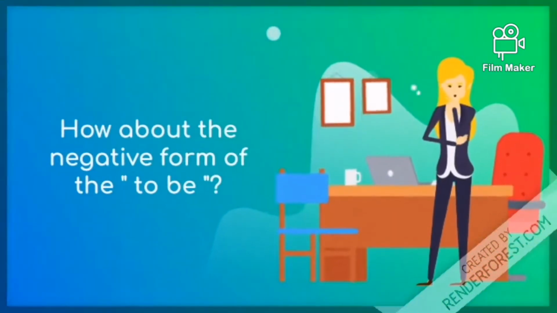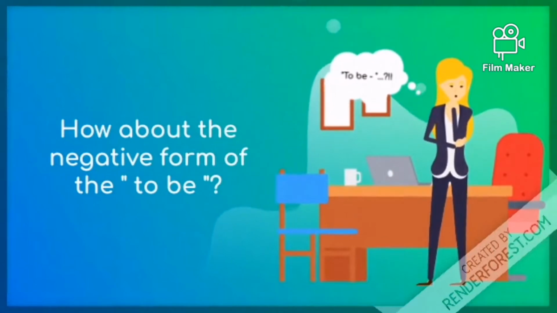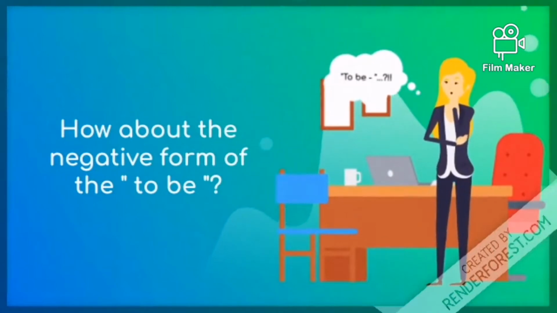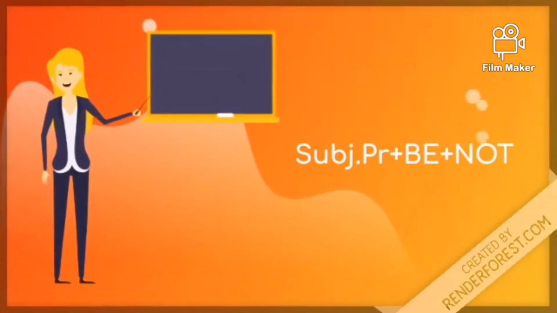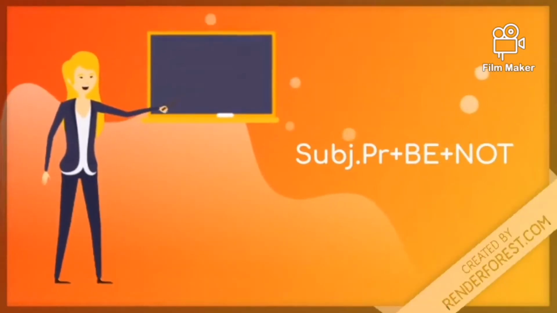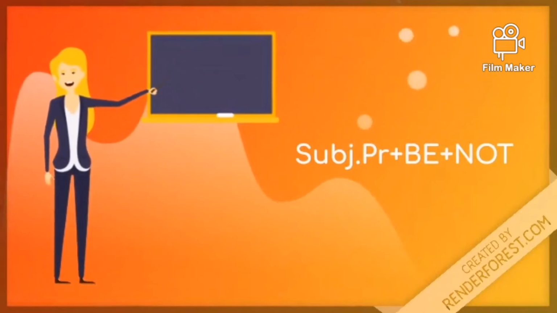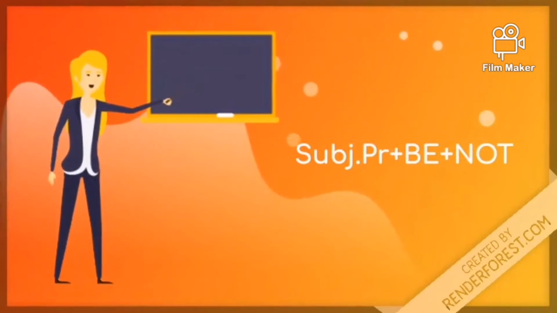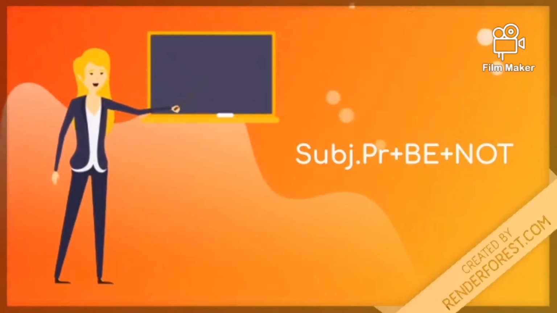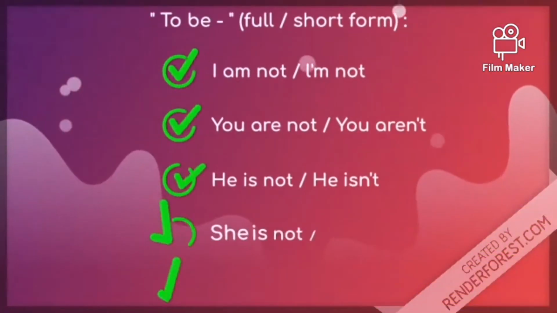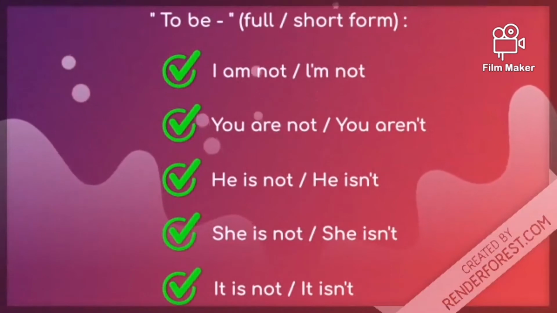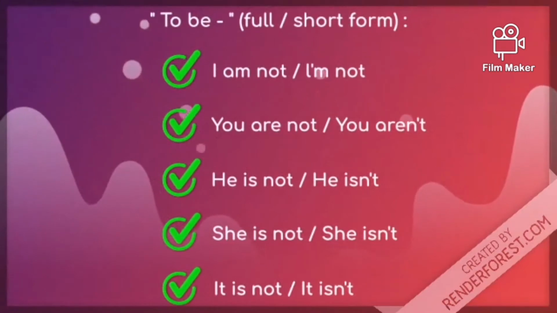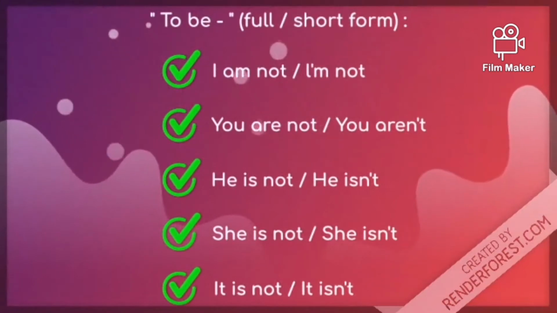How about the negative form of the verb to be? So, the negative form of to be is subject pronoun plus be plus not. To be negative, full or short form. I am not, I'm not.